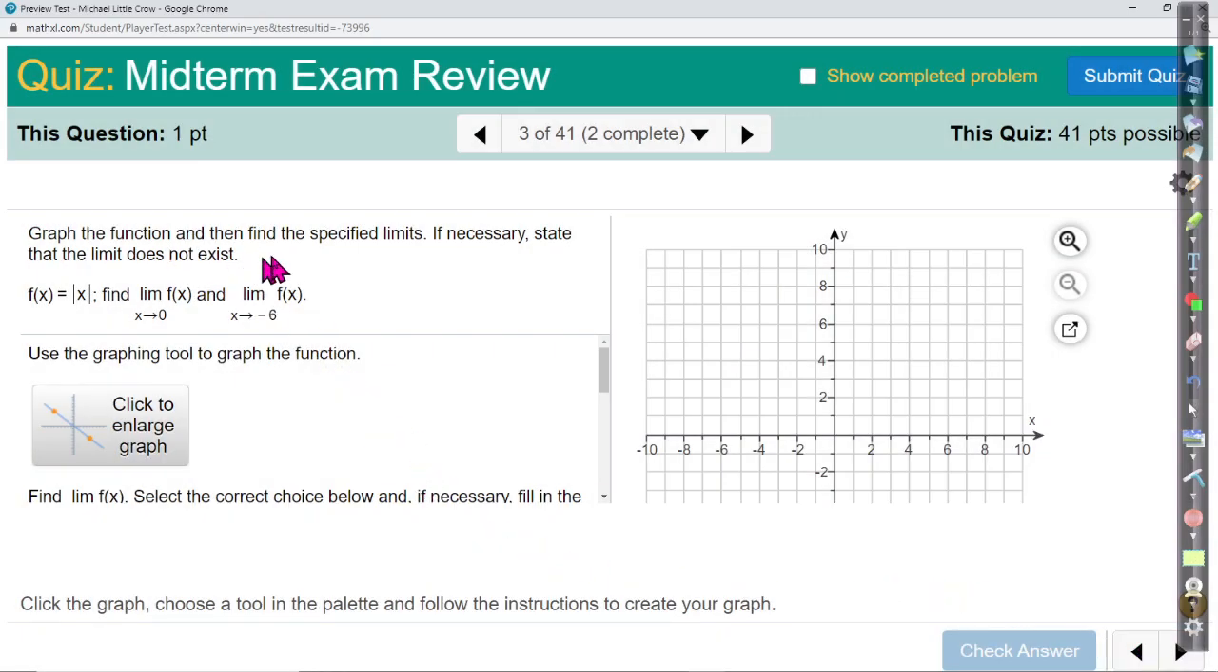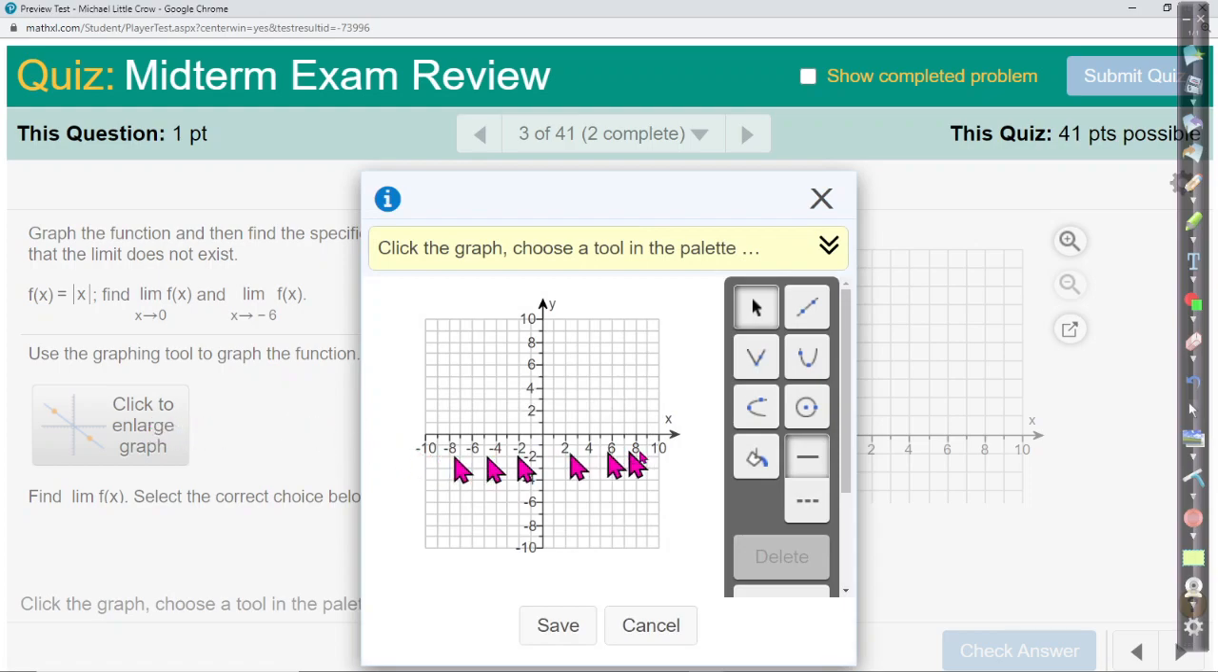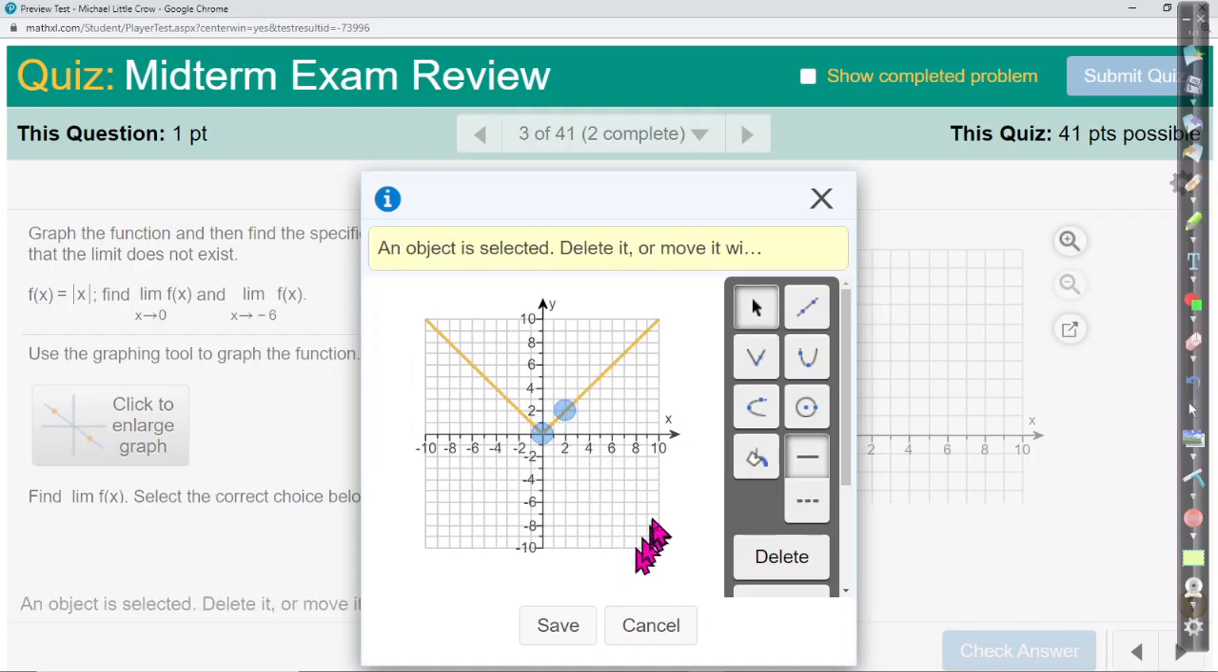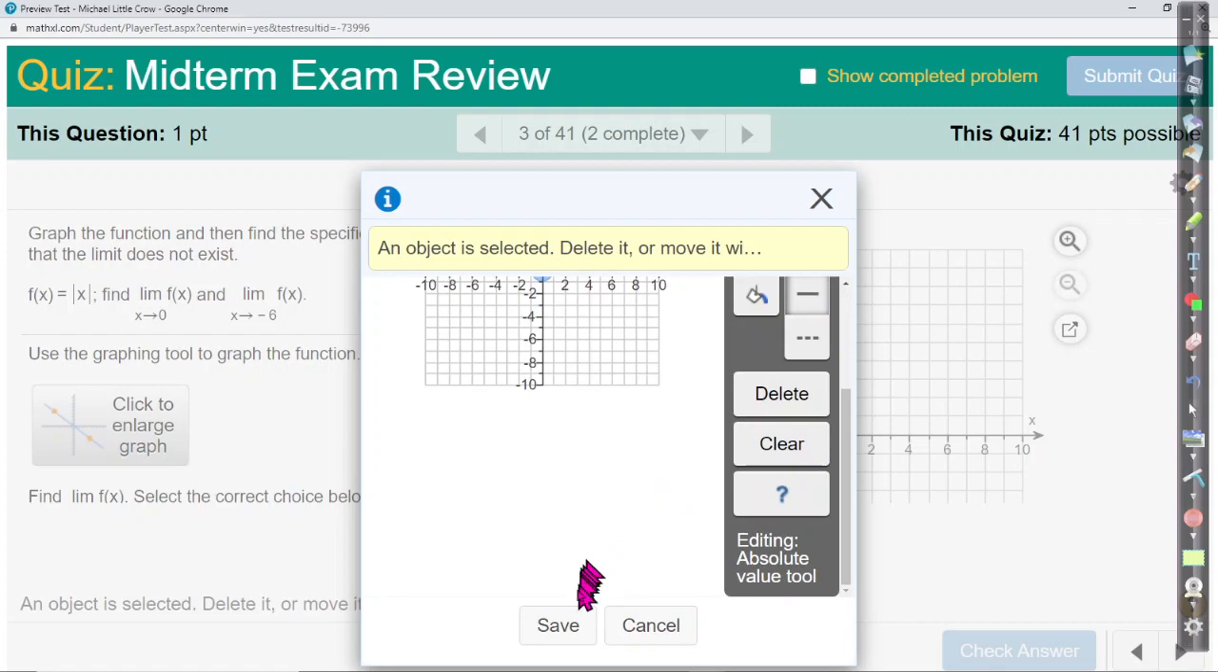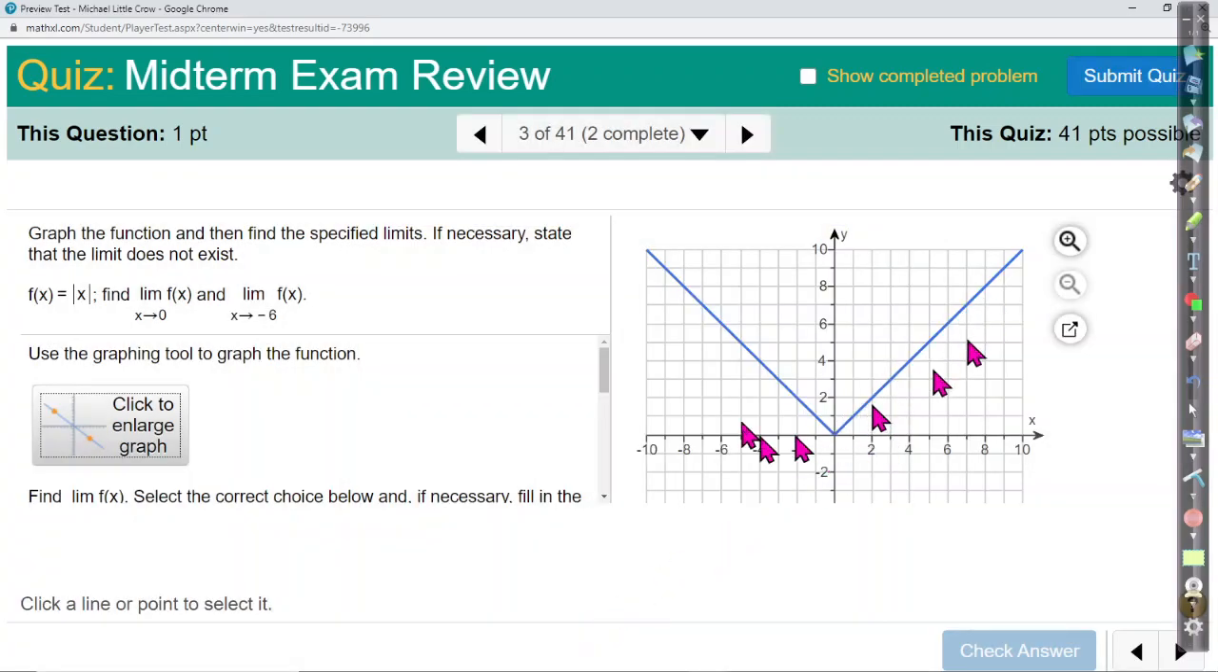So now we want to graph a function, then find its specified limits if they exist, or say if they don't exist. So f of x equals absolute value of x. Find the limit as x goes to 0, and find the limit as x goes to -6. So first, we got to graph it. Absolute value is the v-shaped function, so we go there, and it's just simply going to have 2, 2, 3, 3, all those. So this is going to be our graph of the absolute value of x.